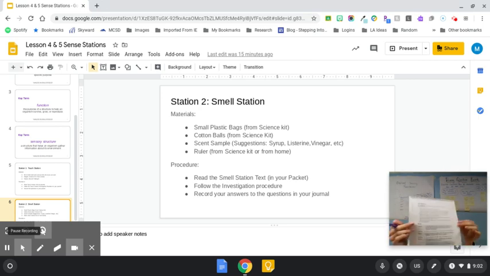And then you have the direction sheet for that station that's going to tell you exactly how to set up and the steps to doing the test. What you're going to be doing is to hang those bags up and then see how close somebody has to get to the bag before they can identify what smell is inside that bag. Okay? When you're done with that station, again, answer the questions in your journal for the smell station.